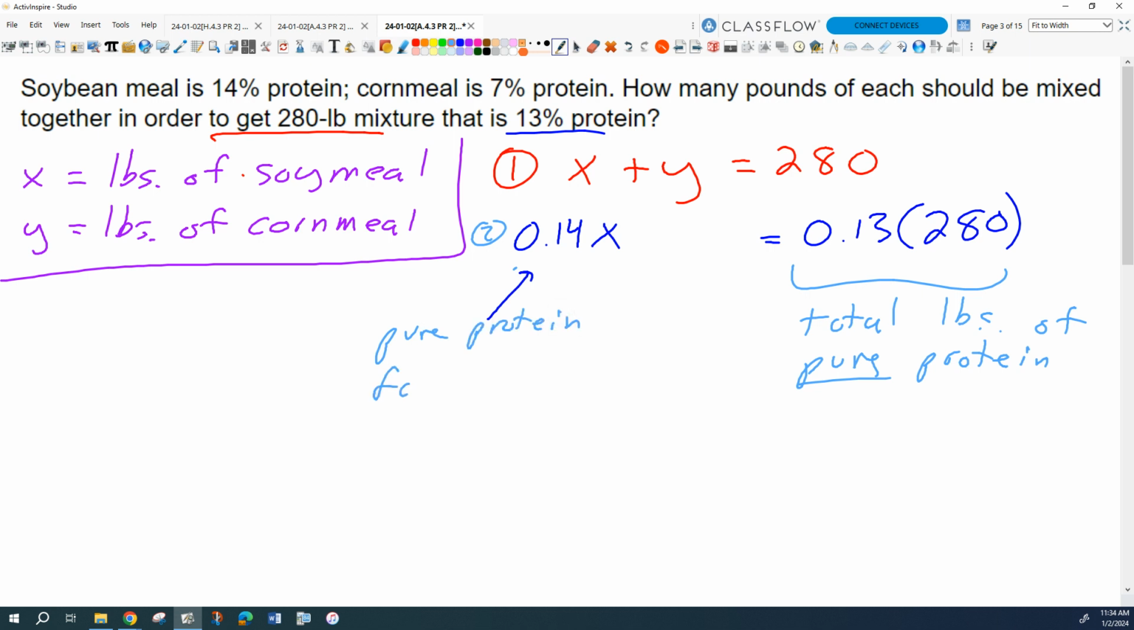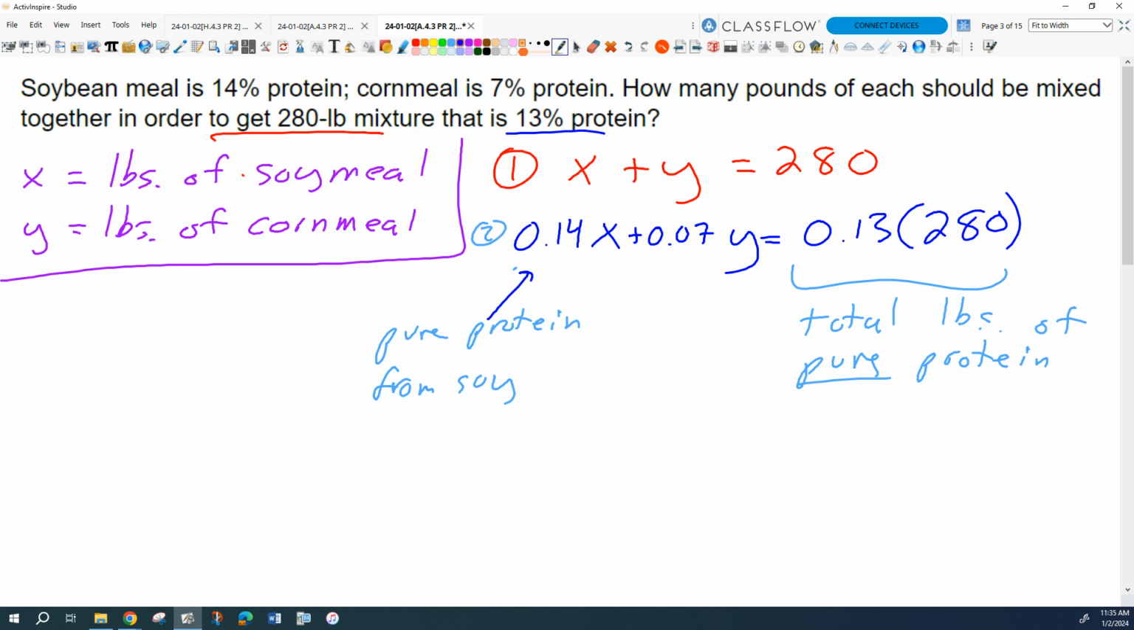Pure protein from soy, right? I have to add that to the pure protein from the cornmeal to get the total amount of pure protein that we want. Okay. 7% is 0.07. There it is, right?